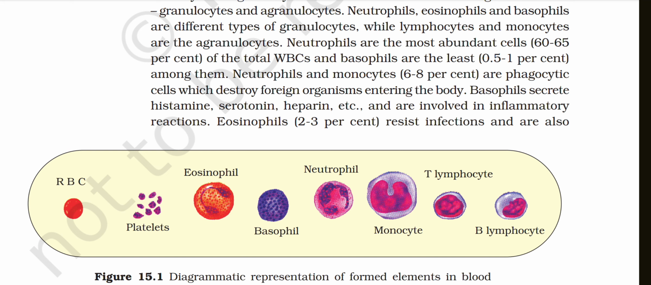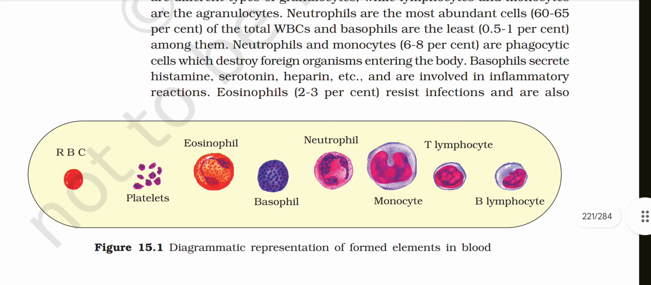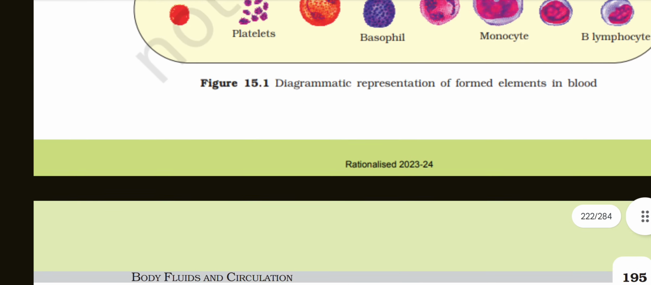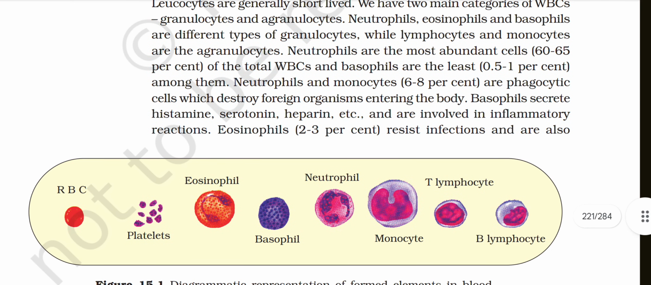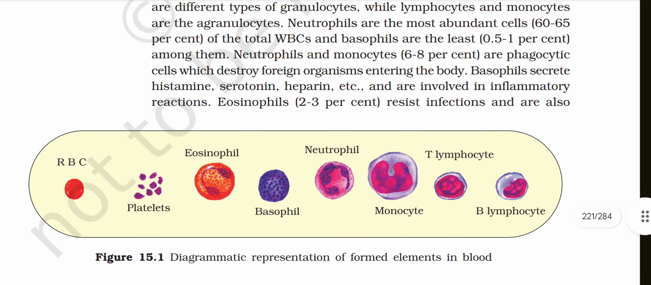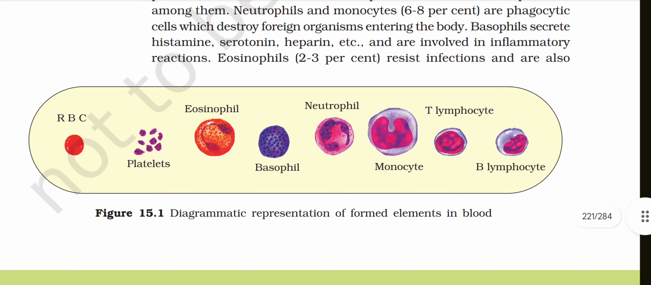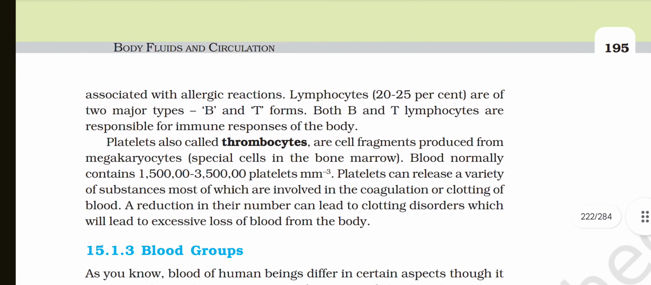Okay, basophils. Eosinophils resist infections, that is 2 to 3%. They resist infection and are also associated with the allergic reaction. Sorry, allergic reaction is for eosinophils, not basophils. Basophils have their own role, but histamines also get released during allergy reactions. I'm not sure, but I'll confirm after searching in Google. You do too. Okay, moving forward, eosinophils 2 to 3% resist infections and are also associated with allergic reactions.